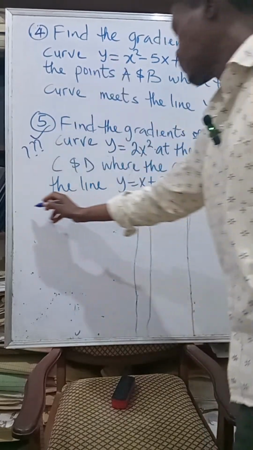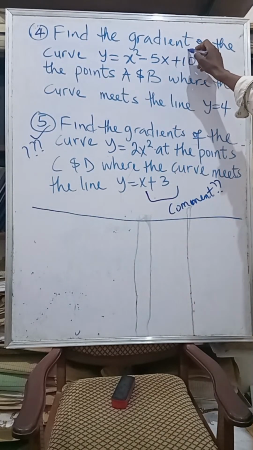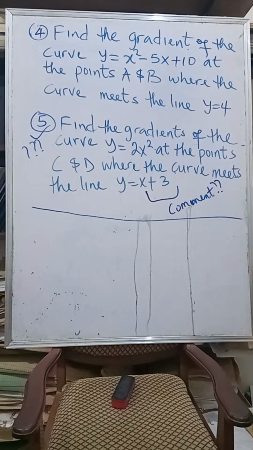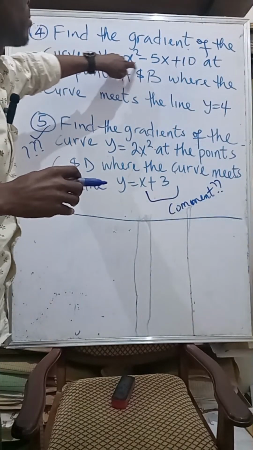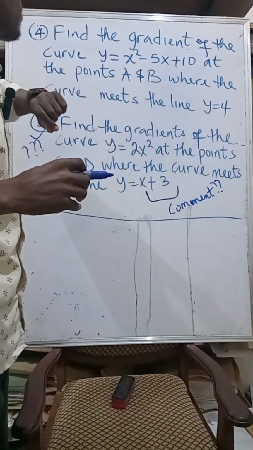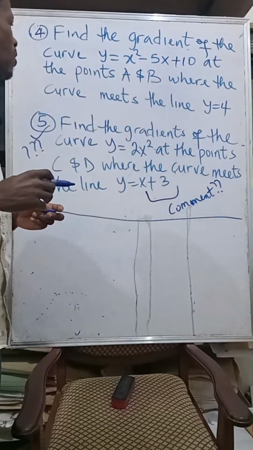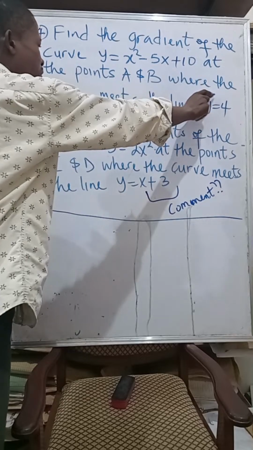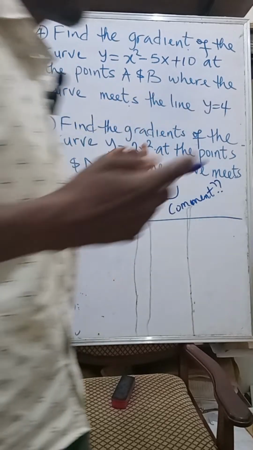For number 4, find the gradient of the curve y equals x squared minus 5x plus 10 at the points A and B, where the curve meets the line y equals 4.